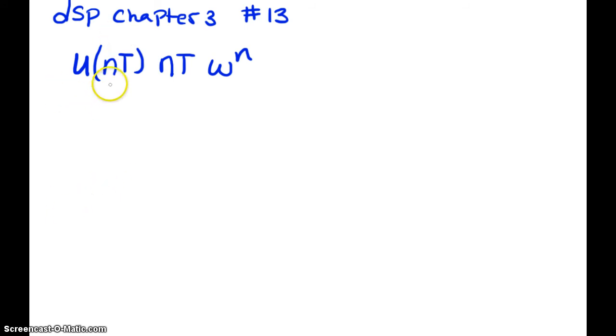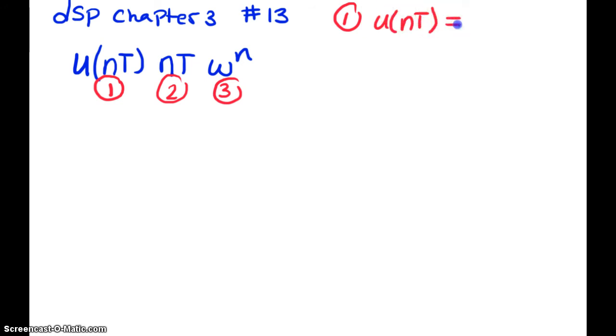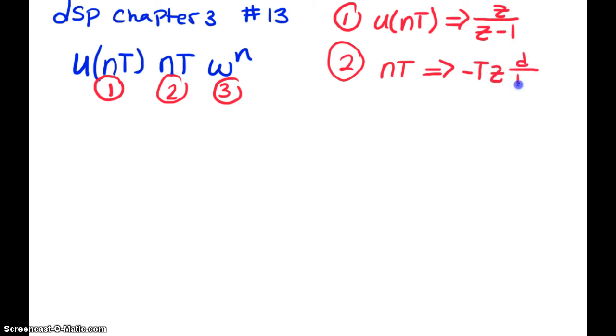So I can recognize this one as being a transform, so I'm going to call that 1, I'll call this one 2, and I'll call this one 3. So 1 is going to be u of nT, and normally whenever we see that transformed, it is going to equal z over z minus 1. And then we have 2, which is nT, and normally when we see that transformed, we have negative T z, and then the derivative of the rest of the function transform, so we'll call that x of z.